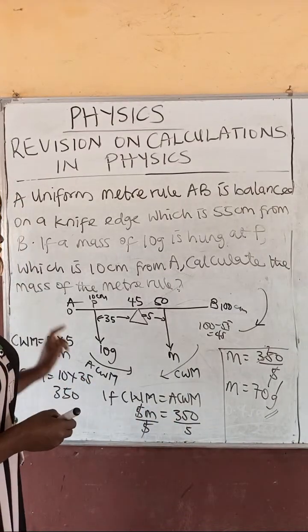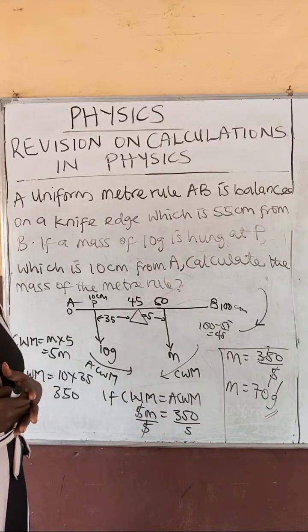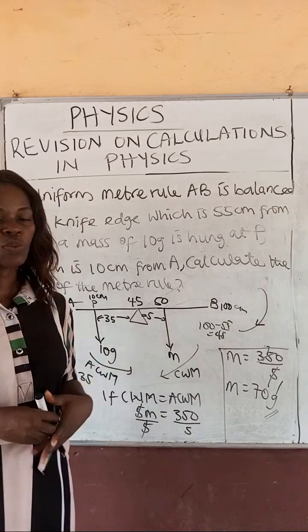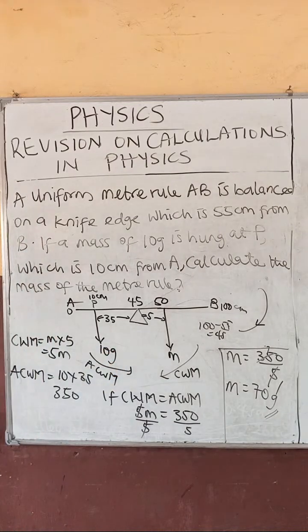350, all right? So we divide both sides by the coefficient of m, which is what? 5. Because we are looking for the value of what? M, which is the mass of the meter rule. By the time we divide, we get our answer to be 70 gram. Is that okay? Right. Yeah, the answer is 70 gram, okay? Secondus, the answer is 70 gram.